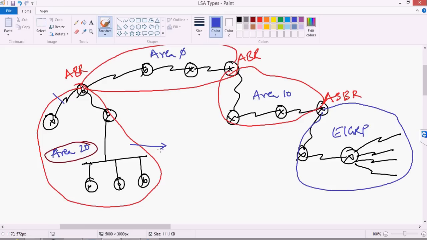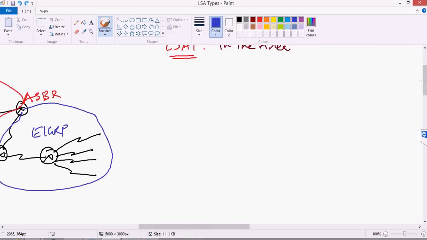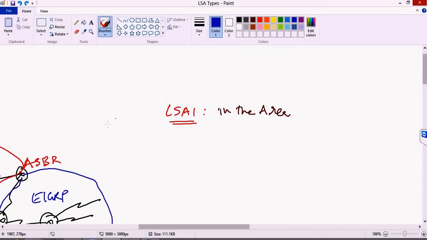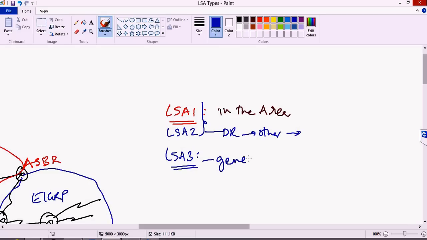So now when we talk about LSA3, LSA3 is something generated by the area border router. Now who will generate this advertisement? The area border router, informing about the routes from one area to another area, exchanging the routes between the areas. So now, in general, if you remember, the process is very simple in OSPF.